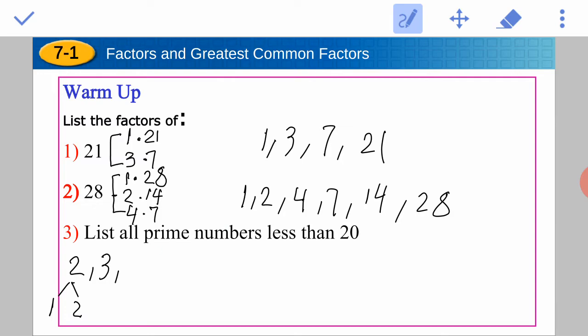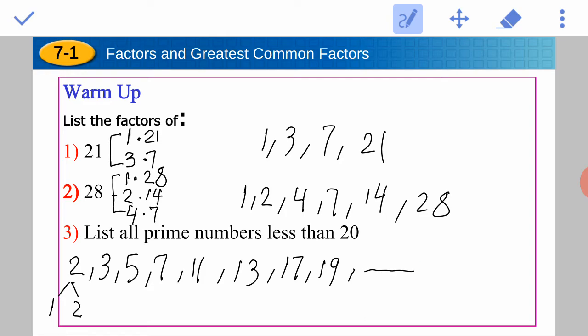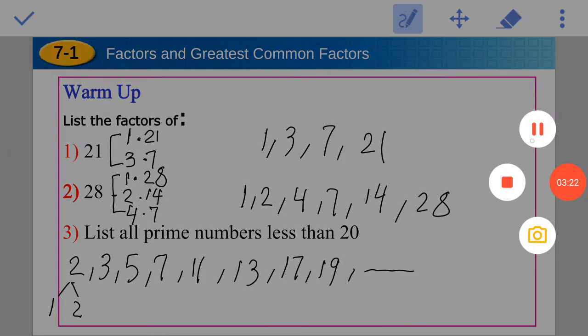The prime numbers only have 2 factors: 2, 3, 5, 7, 11, 13. 15 is not a prime number. It has 4 factors. You can divide 15 by 1, by itself, by 3, and by 5. Then 17, 19. The list is continuing, but we need to stop at the prime numbers less than 20.